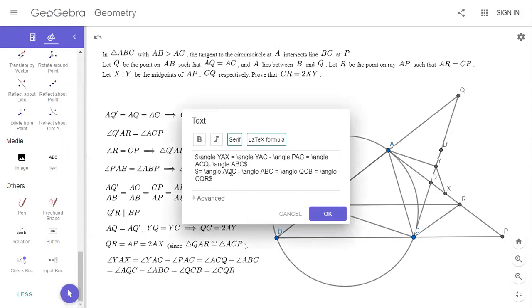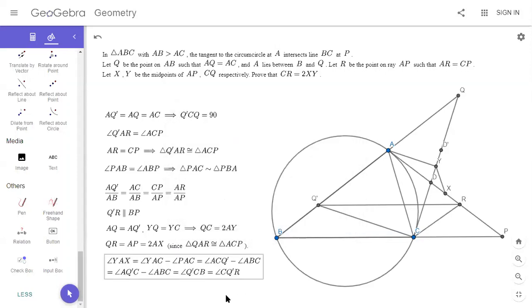There should be Q prime everywhere. All right. So basically, we kind of have two similar sides and a similar angle.